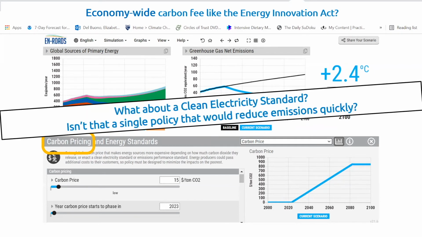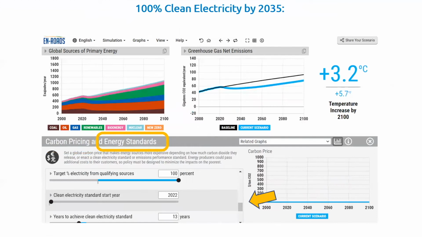Now, what about a clean electricity standard? Isn't that a single policy that would reduce emissions quickly? Well, we can model that. Notice how up here it's carbon pricing and energy standards. We can actually model this clean electricity standard by moving the bar down and taking a look at that. So we've just moved the bar down and we're looking at a 100% clean electricity standard. It starts in 2022 and achieves this goal by 2035.